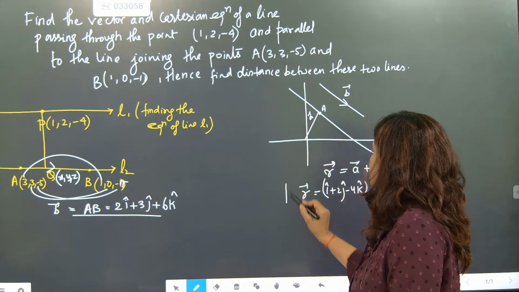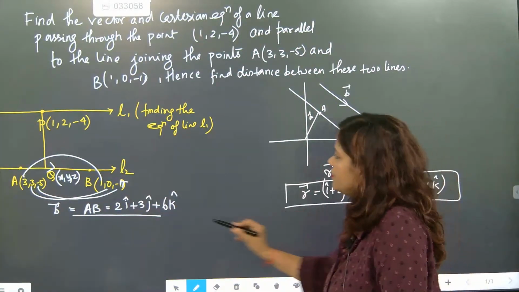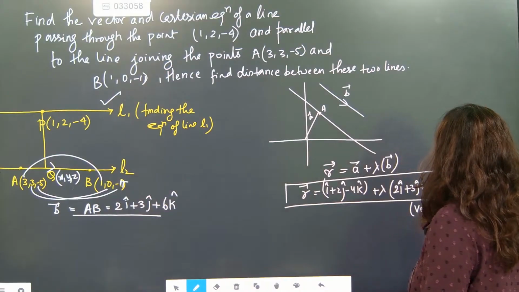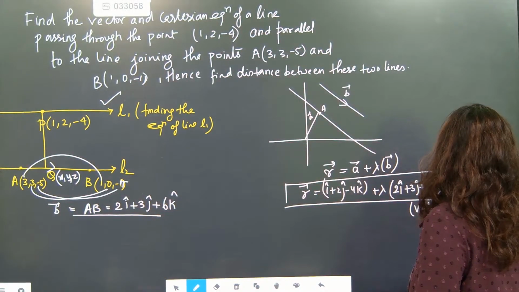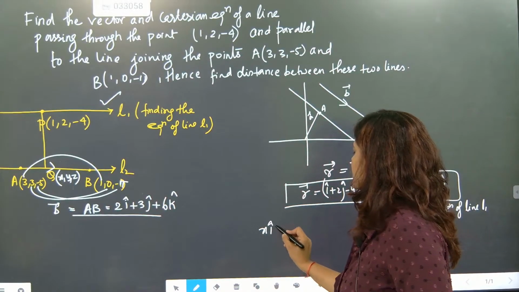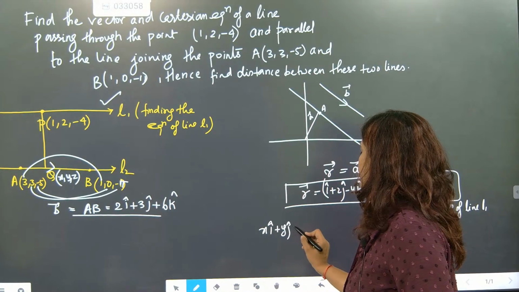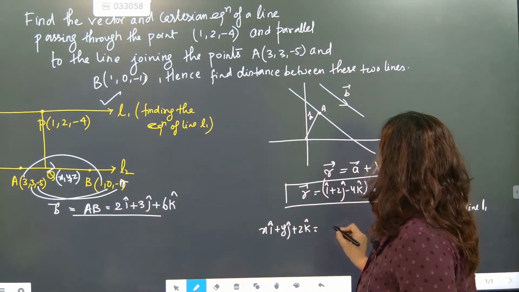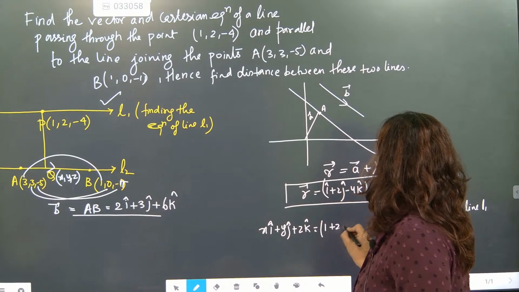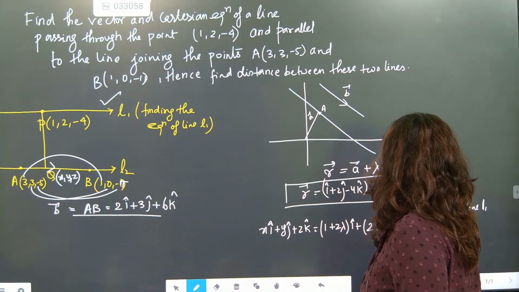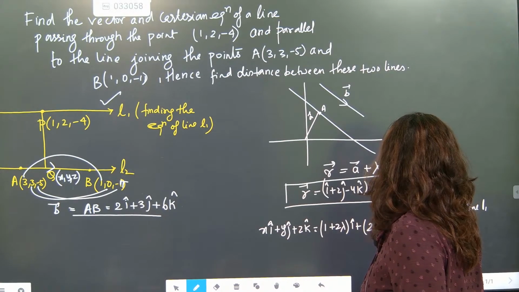For converting it, this is our vector equation of line. Vector equation of which line? Vector equation of this line L1. Now it will become x i cap plus y j cap plus z k cap is equal to, this total part is there, we will convert it into lambda, so it will become 1 plus 2 lambda i plus 2 plus 3 lambda j plus minus 4 plus 6 lambda k.